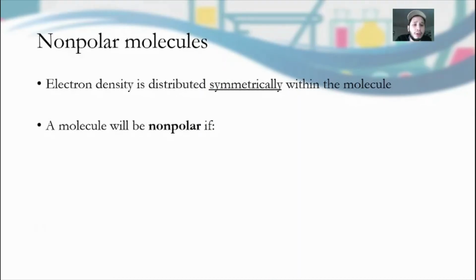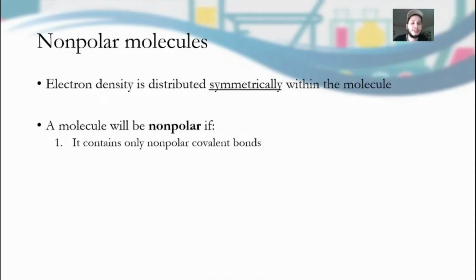So let's talk about nonpolar molecules, and these are easier to talk about than polar molecules. Nonpolar molecules are when I have a molecule whose electron density is distributed symmetrically within the molecule. That means that electrons are shared equally within the entire molecule. And a molecule will be nonpolar if it contains only nonpolar covalent bonds. So if my molecule is composed of just nonpolar bonds, then my whole molecule will be nonpolar. I cannot have a polar molecule without any polar bonds.